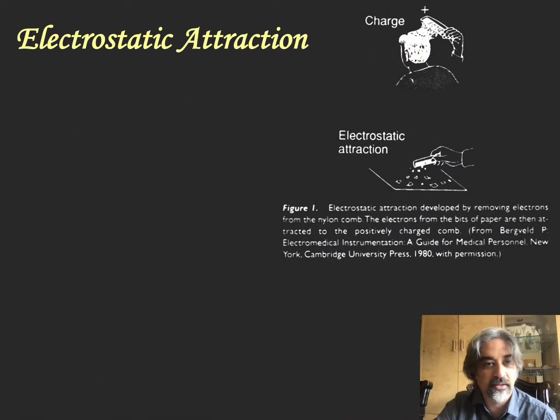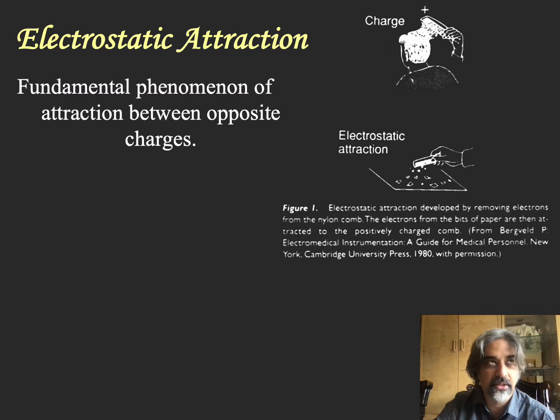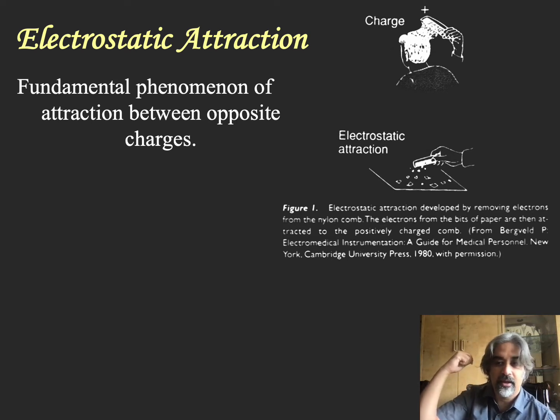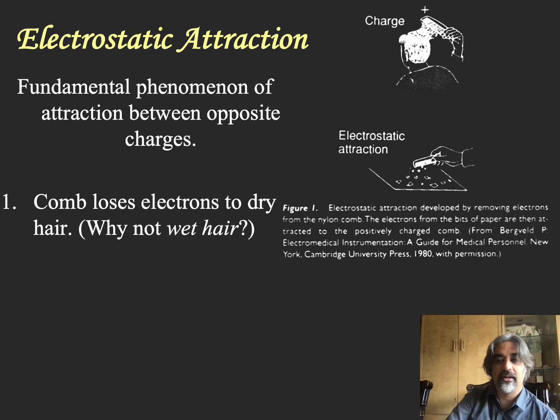So we already discussed that opposites attract, and that's a fundamental phenomenon of the universe. If you take a nylon comb and draw it through your hair, basically the negatives, the electrons, will come off the comb into your dry hair. And so then the comb will become positively charged. If you put that near lots of little pieces of paper, it will attract the pieces of paper. This is called electrostatic attraction.